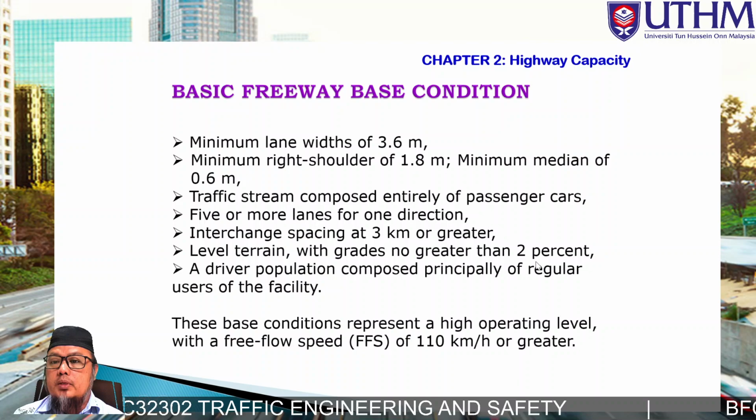Driver population composed principally of regular users of the facility. So this is the setting: we're going to assume the driver population is familiar with the facility. So we're going to use a 1.0 value, but sometimes they provide the value, so we have to use that particular value. The base condition represents a high operating level, which is a free flow speed of 110 or greater. So we know that the speed limit for the expressway, especially freeway or expressway, is 110, the national speed limit.